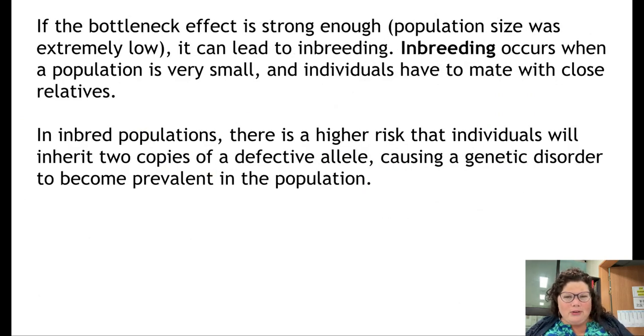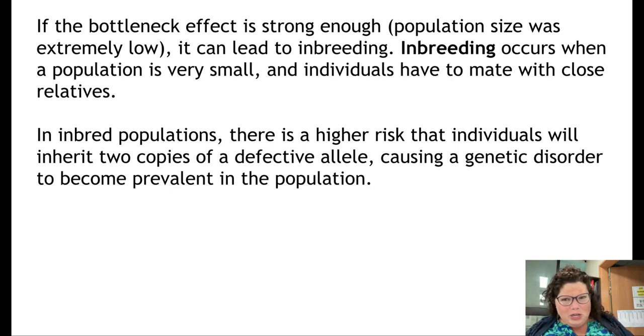Unfortunately, if this bottleneck effect is strong enough and our population size is quite small, it can lead to inbreeding. I know you guys have all heard of inbreeding before. It's the reason we can't marry our cousins. Inbreeding occurs when our population is extremely small, and therefore the individuals have to mate with each other. They have to mate with their close relatives in order to reproduce.